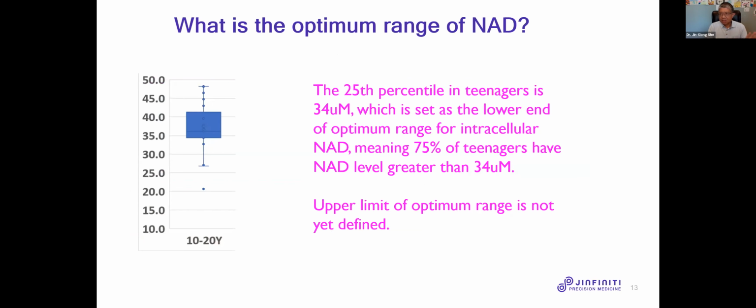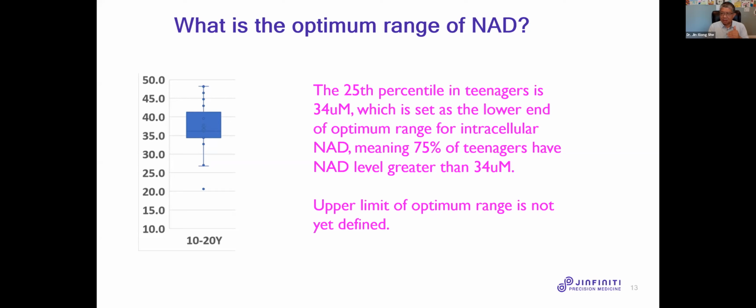So a lot of people ask me, what's the optimum range for NAD? I get this question a lot, so I want to address it here. This is a very difficult question to answer. For the moment, I think the best thing that I can do is to take the distribution in a young age population. Here we are taking adolescents, 10 to 20 years old. And I'm taking the 25th percentile that we see in teenagers.